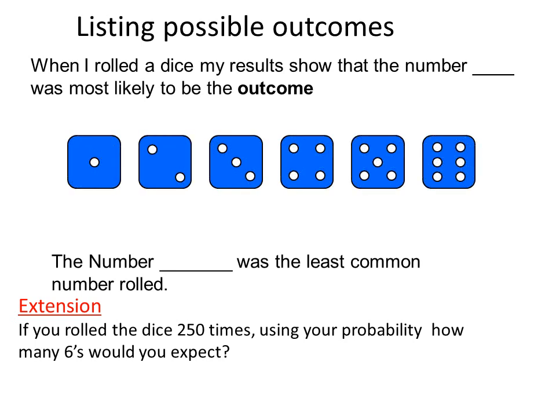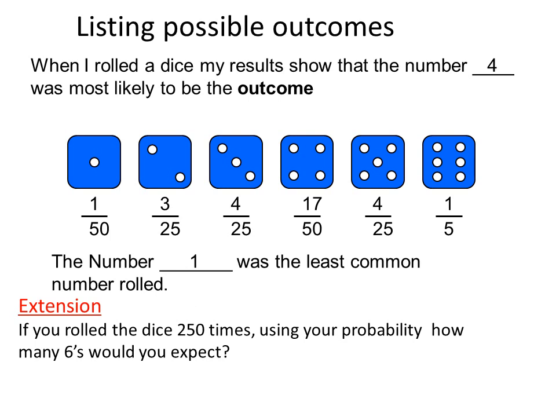After listing the outcomes, when I rolled a dice, my result shows that the number 4 was likely to be the outcome. We got it 17 times. And the probability of each face is 1 out of 50, 3 out of 25 after simplifying, 4 out of 25, 17 out of 50, 4 out of 25, and 1 out of 5. So the number 1 was the least common number rolled.